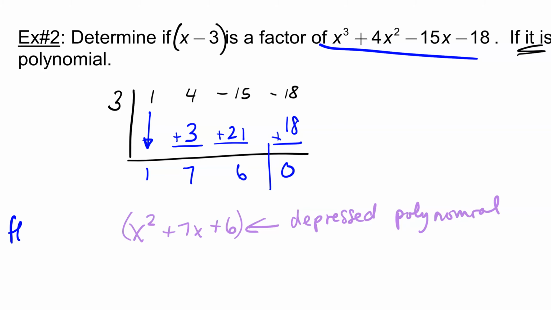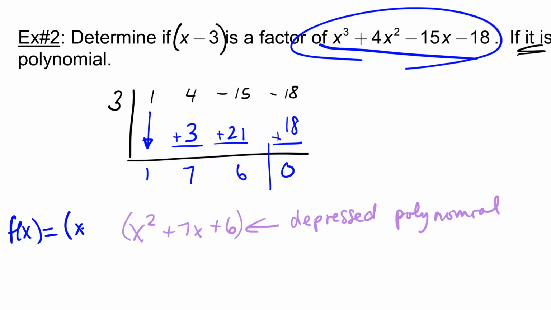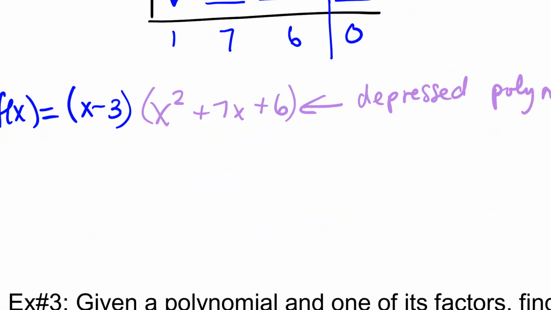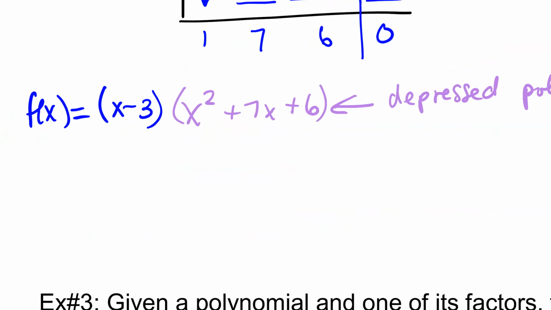Because my original function, f of x, is equal to x minus 3 times the depressed polynomial. Because together, if I multiply these, I'll get back what I started. Okay, but we have to fully factor it. So I have to factor what this purple is, right? x squared plus 7x plus 6. So try to write the fully factored form underneath.